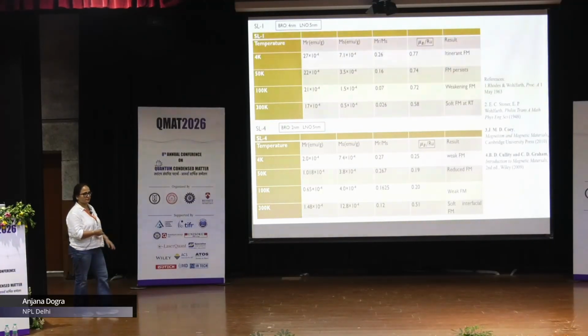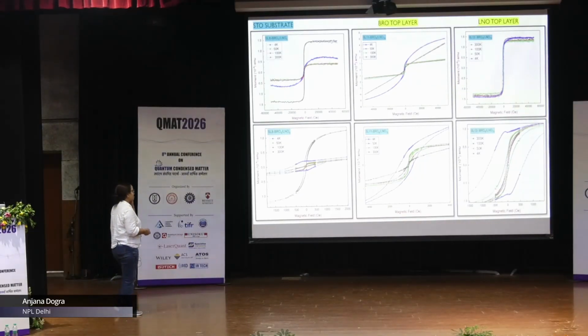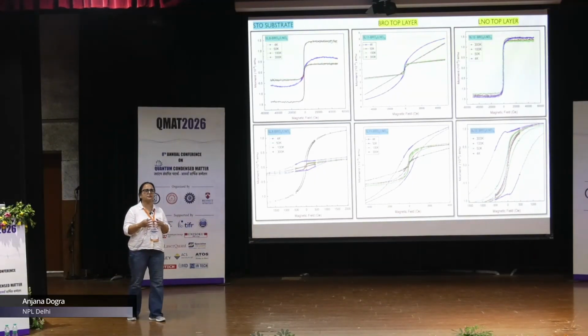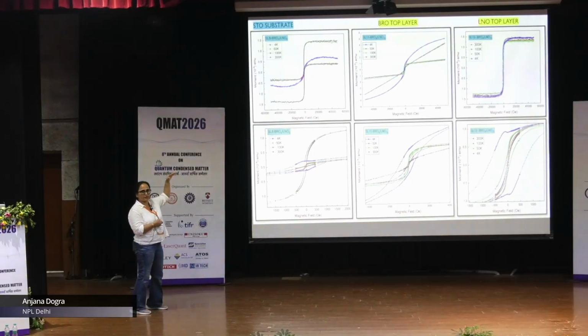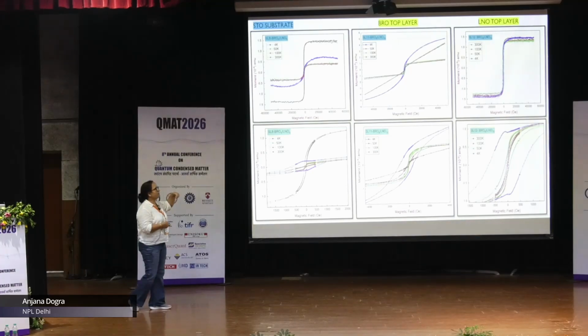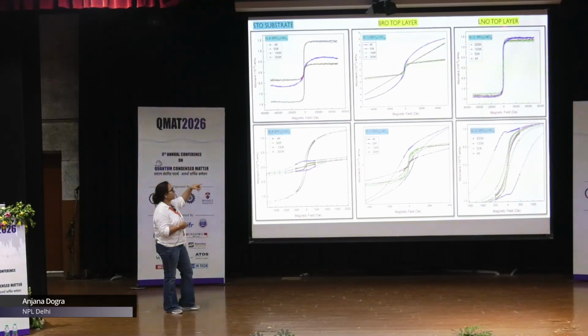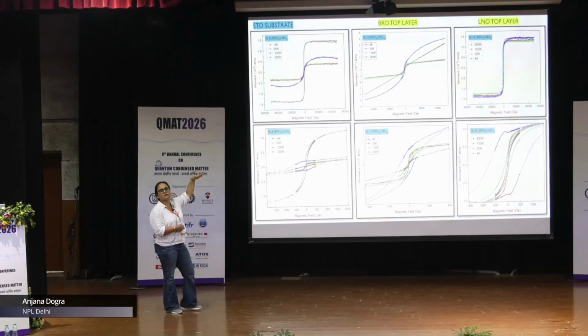Okay, I am just finishing. These two more slides I would like to share, because I said we can tune the ferromagnetism in these kinds of systems. If you see this slide, I told you that in all the superlattices we have BRO as the top layer. Then we tried another combination where all the layer thicknesses were the same, but we made LNO the top layer.